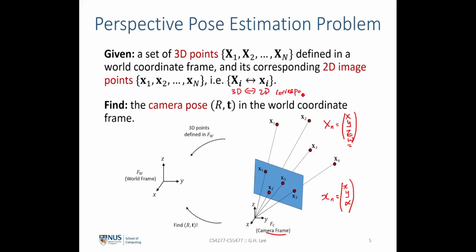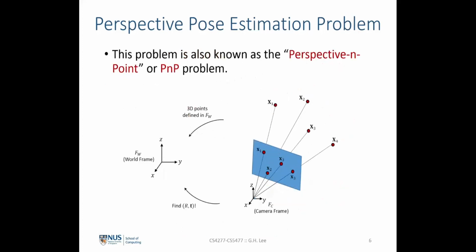So we call this the 3D-2D correspondences. Given this set of 3D-2D correspondences, the task of camera pose estimation problem is to find the camera pose, which is the rotation represented by the rotation matrix, as well as the translation vector of the camera frame in the world frame. So this is the objective. And this particular problem is also known as the perspective n-point problem, or simply in short, the PnP problem.